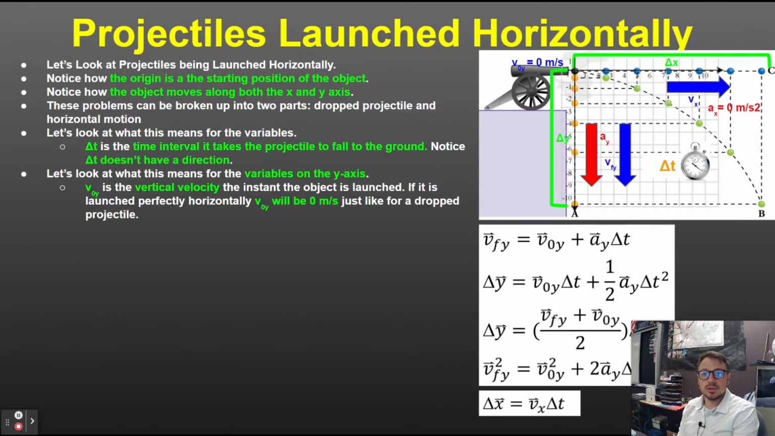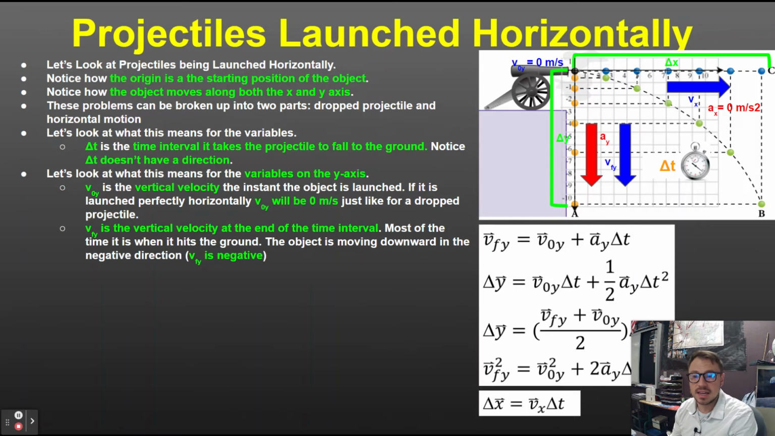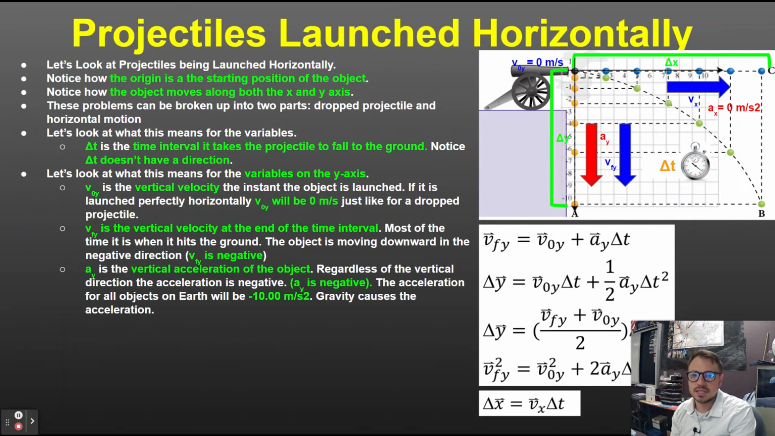So the variables on the y-axis, well, it's just a drop projectile. The initial velocity is the vertical velocity. The initial velocity in the y direction will be 0, just like a drop projectile. It's not moving vertically the instant it's fired out of that cannon. Now, in the y direction, the final velocity is the vertical velocity at the end of the time interval. Most of the time, we just say it's when it hits the ground.